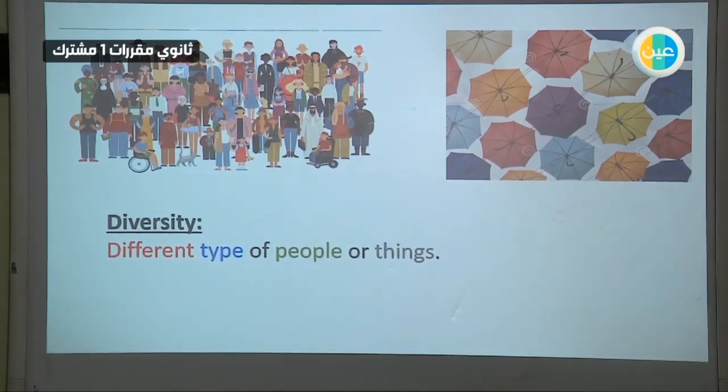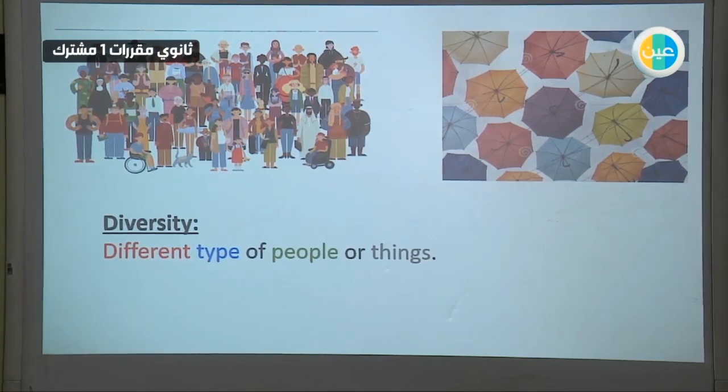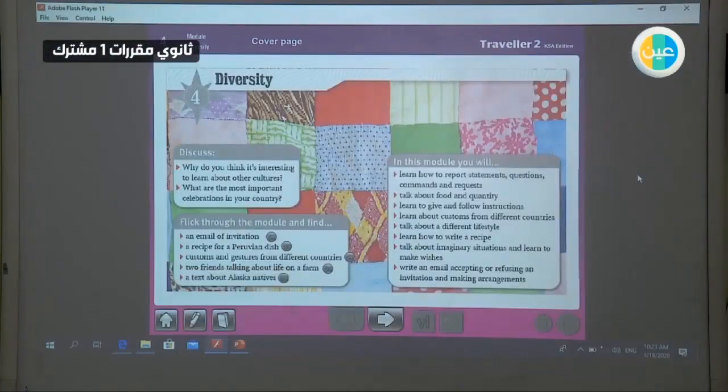Now we will move to the objectives of this module. Please open your book, page number 47. So in this module, these are the objectives of this module. Learn how to report statements, questions, commands, and requests. So to give someone the account of something. So if someone says something, you can say like he or she says this or that. And we will talk about this later.